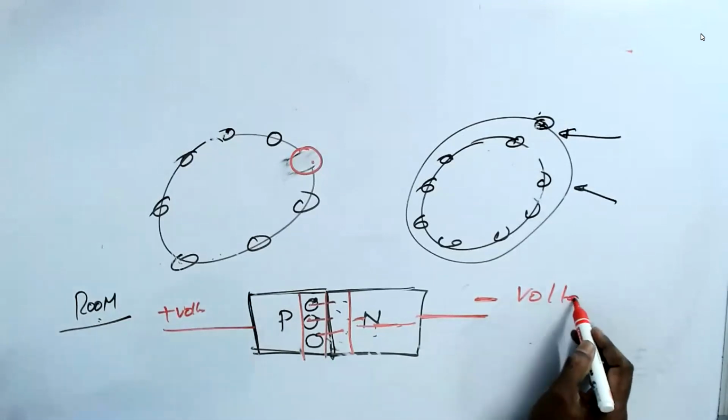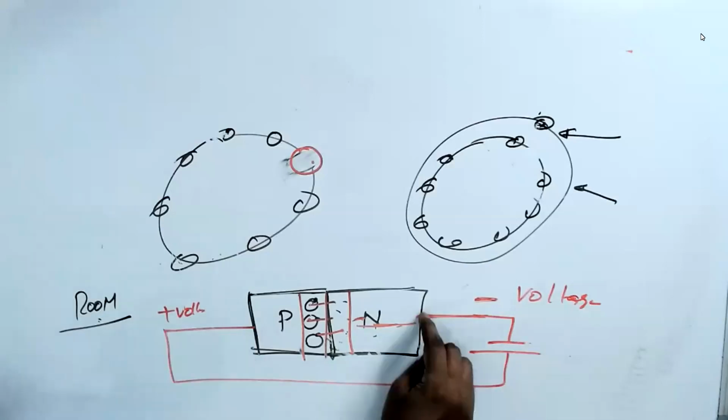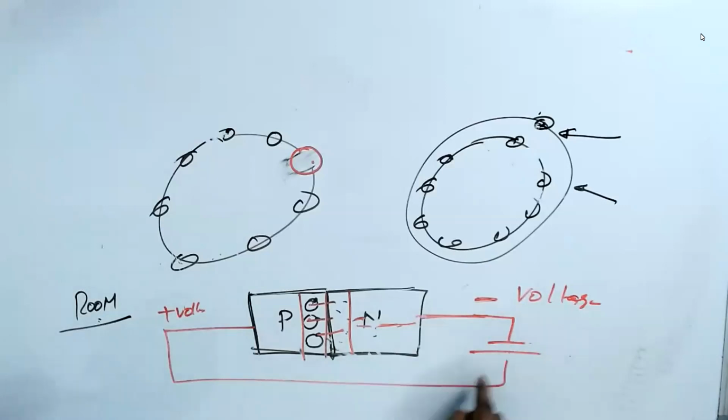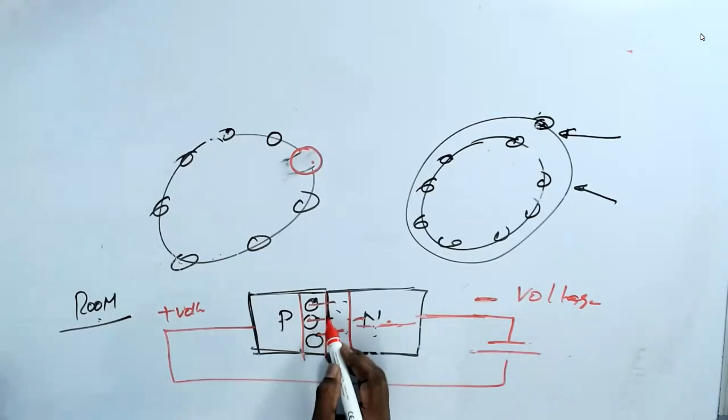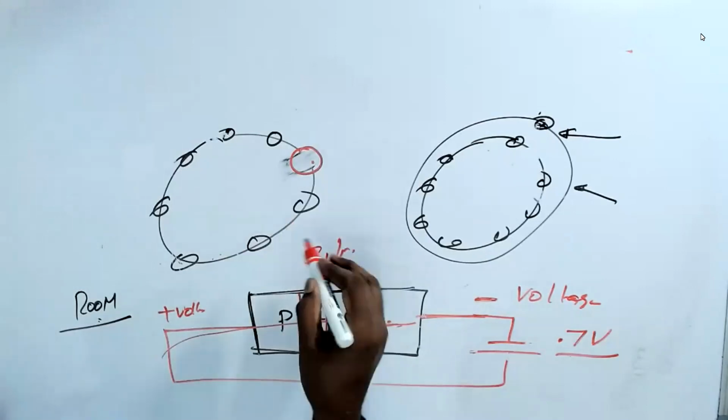Now you see here. If I apply a voltage, negative to N and positive to P, then what happens? This guy pushes the electron, and it goes, but at what voltage will it go beyond the barrier, conduct and come back? That is called the threshold voltage. Here it is 0.7 volt, or 0.6, 0.5, something like that, let us say 0.7 volt in silicon. In germanium, it is 0.2 volt.